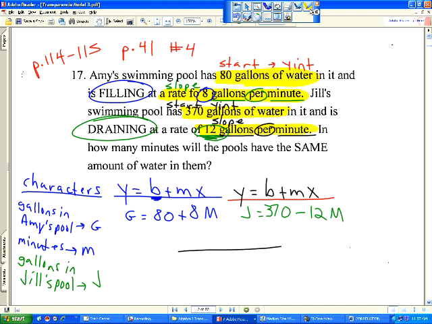It says, in how many minutes will the pool have the same? It's highlighted so you won't miss it. What is that, an A, B, or C? C. Sentences containing words like total, sum, difference, product, etc. Same is a part of that, right? Page 37. What does same mean? Equal.